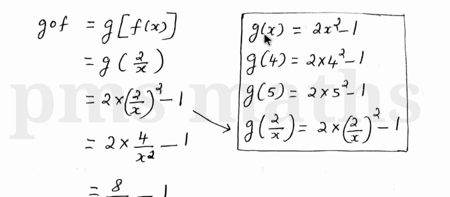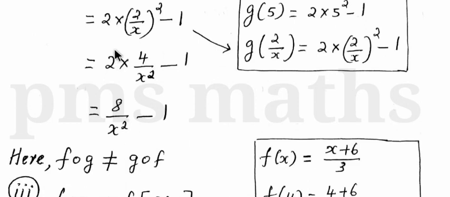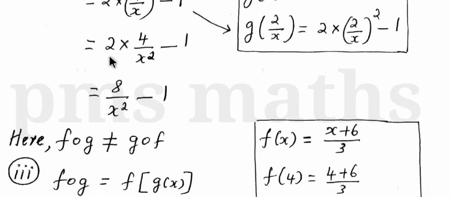Here instead of x, 2 by x. Here we want g of 2 by x. g of 2 by x is nothing but 2 into, instead of x, we can substitute 2 by x, 2 by x whole square minus 1. Then simplify. Here 2 by x whole square is nothing but 2 square by x square. 2 square is 4 by x square. Then put this minus 1. Here we can multiply 2 into 4, 8. 8 by x square minus 1.